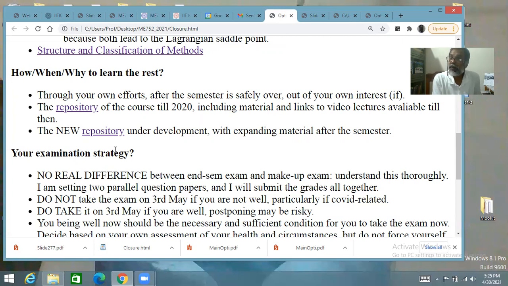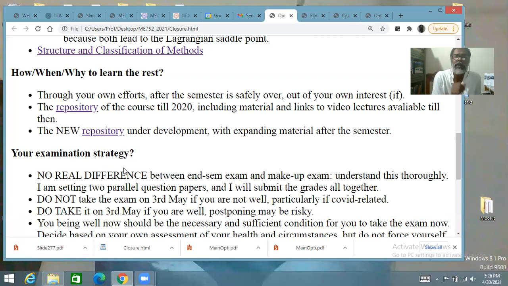If you are suffering from COVID, make note of that point particularly. I am putting this much stress on that because if you are recuperating from disease, and yet in order to make it a point to take the regular exam rather than makeup exam, you try to take it on 3rd May, then you cannot take the makeup exam. Even if you spoil your 3rd May exam, you cannot take the makeup exam in that case.